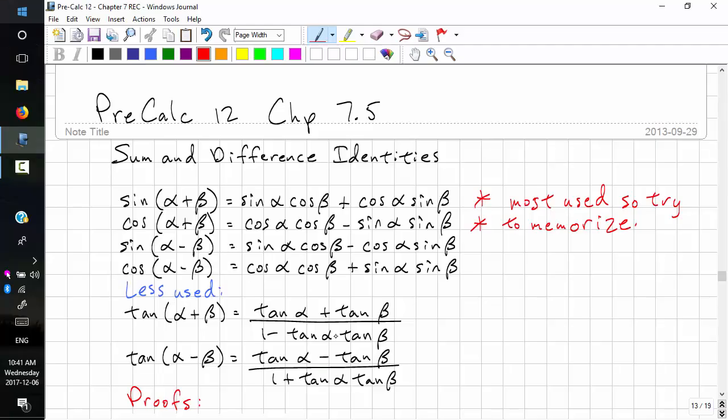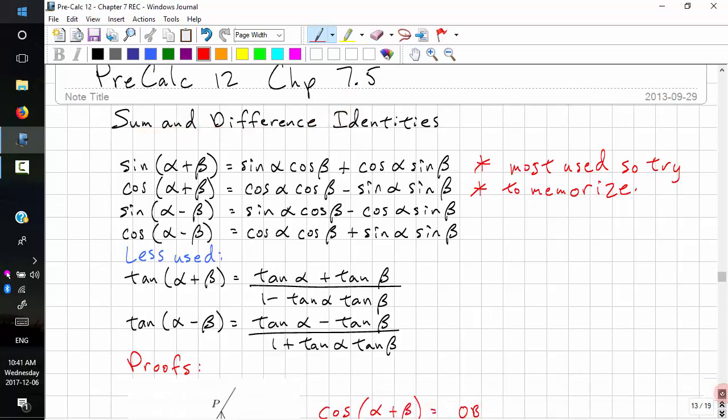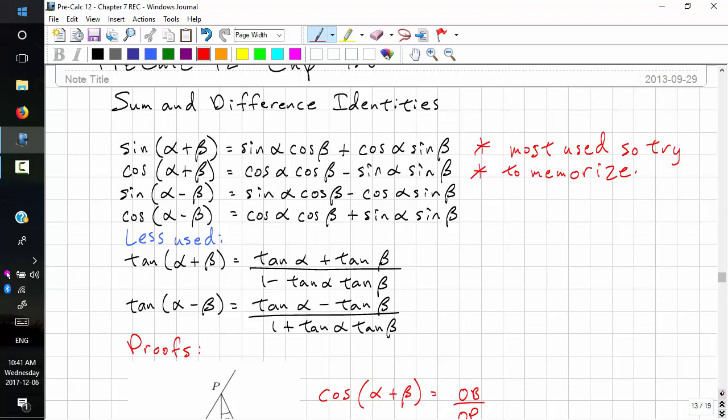This is PreCalculus 12, Chapter 7.5. We're going to be looking at sum and difference identities. These are a little bit more complicated. We have sine alpha plus beta is equal to sine alpha times cos beta plus cos alpha times sine beta. Cos alpha plus beta is cos alpha times cos beta minus sine alpha times sine beta.